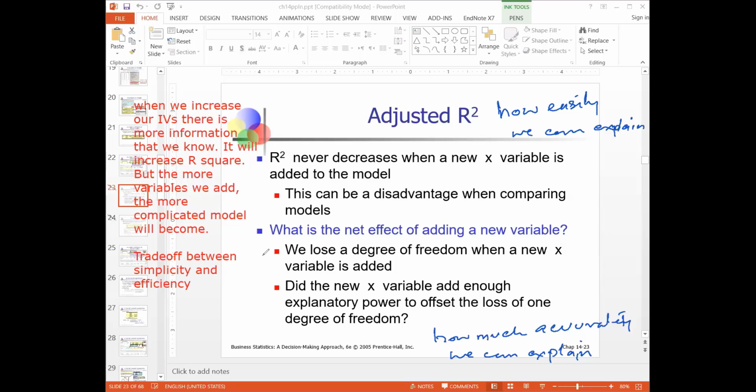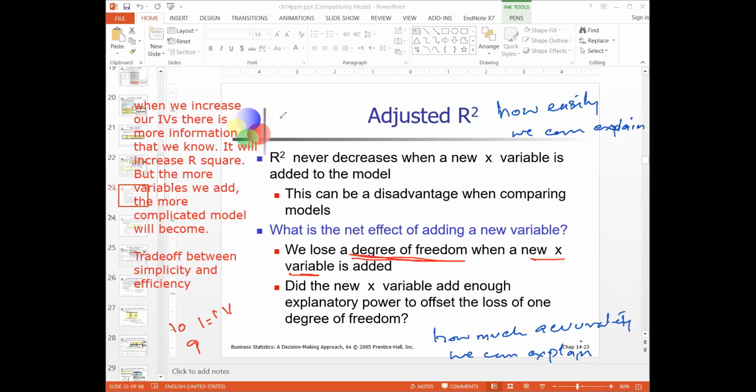So what is the net effect of adding new variables? Whenever we add a new variable, we lose some degrees of freedom. Degrees of freedom is the information that is left, which is free to be used. Suppose you have 10 observations and one IV. It means you have 9 independent observations left. We will do a numerical example later on to explain what it means. The more variables you use, the more degrees of freedom will be lost. The sample size minus the independent variables is your degrees of freedom.